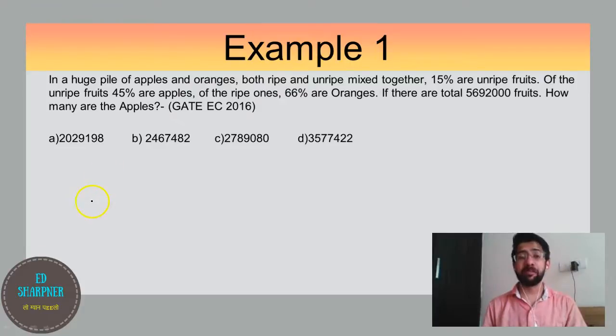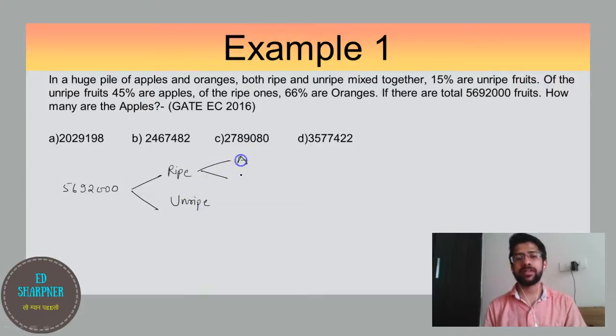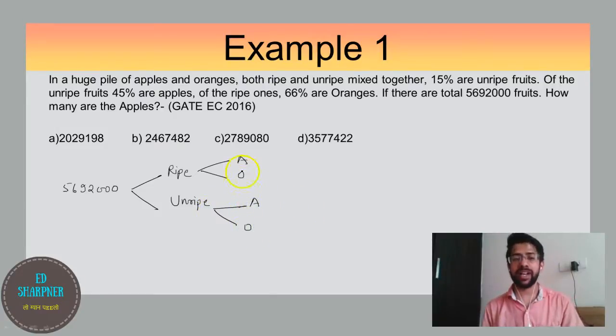Now we are given a big set of fruits. The total number is 56,92,000. Out of these, some are ripe fruits and some are unripe fruits. Now, ripe fruits have apples and oranges, and unripe fruits also have apples and oranges. And we need to find how many are the apples.